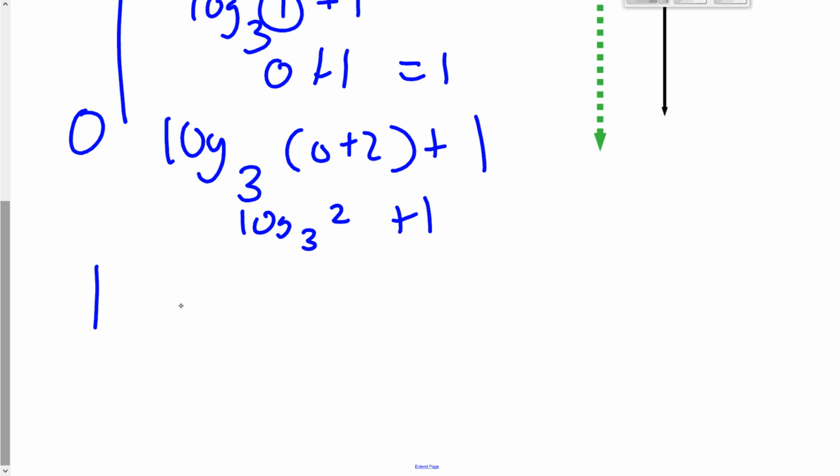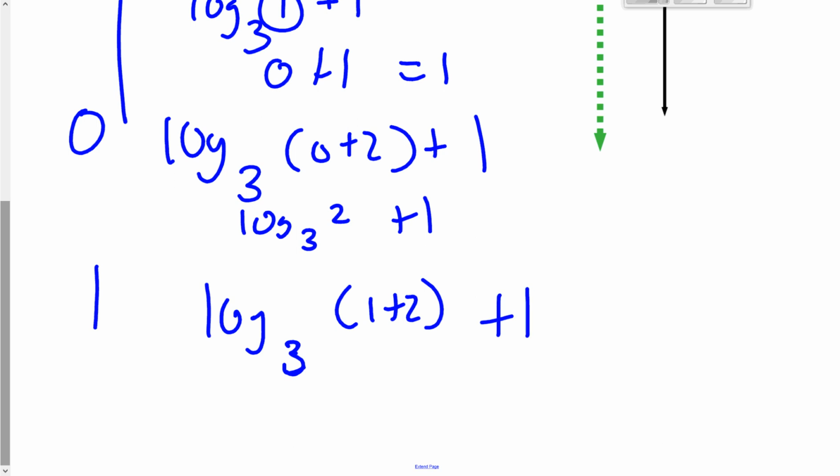So plug in 1. Log base 3 of 1 plus 2. Take the log of that quantity, and then add 1 after. So this is log base 3 of 3 plus 1. And that is 3 raised to what is 3? That is 1, and 1 plus 1 is 2. So that equals 2. So 1, 2.